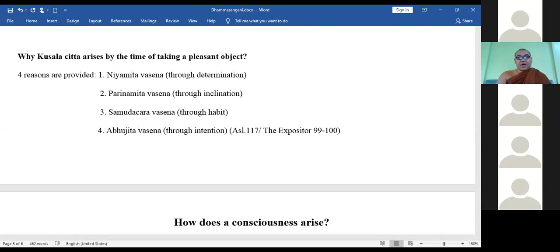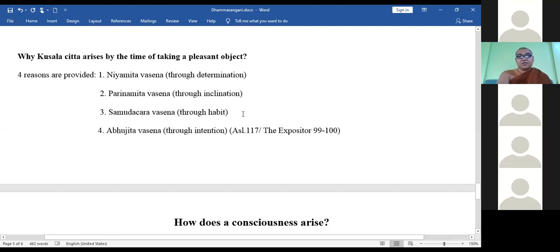Then abhoga vasena. Abhoga means intention, manasikara, you can simply say intention. Because you live in a very suitable place, and you associate with wise or noble persons, and you listen to the Dhamma from them, your intention becomes to do good things. So that is why it is called abhoga, meaning through intention.